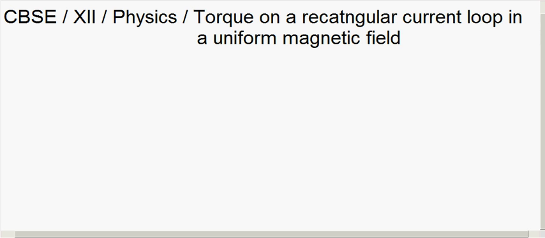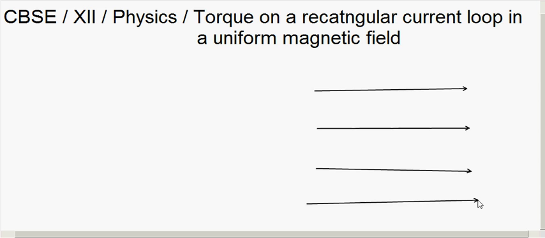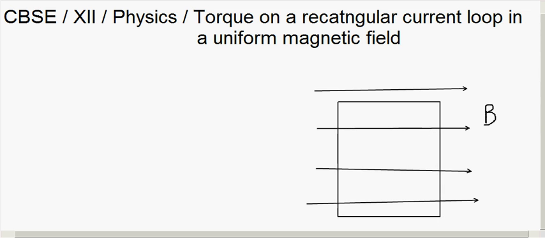I will consider a rectangular loop placed in a magnetic field. So let me draw the diagram. First we'll consider a magnetic field B. Let us say we have a magnetic field something like this. This is the magnetic field B, and you are placing a rectangular current carrying conductor in this field. Now you can assume any direction of the current. Here I'll take anti-clockwise direction of the current, and the current I is flowing through this rectangular loop.